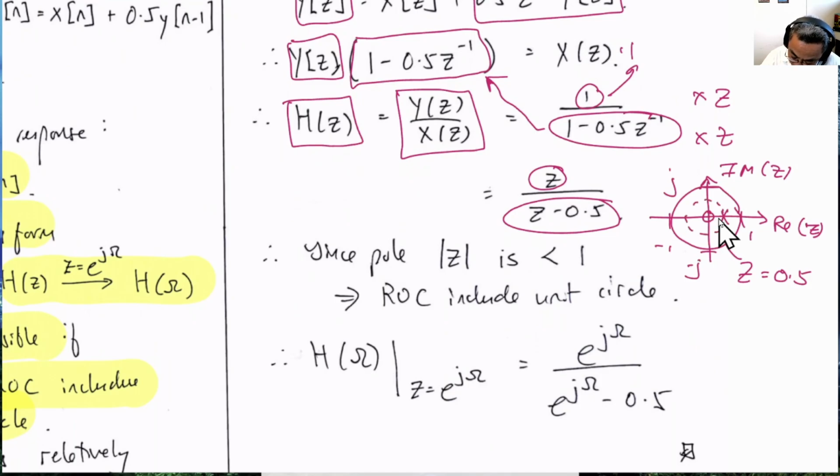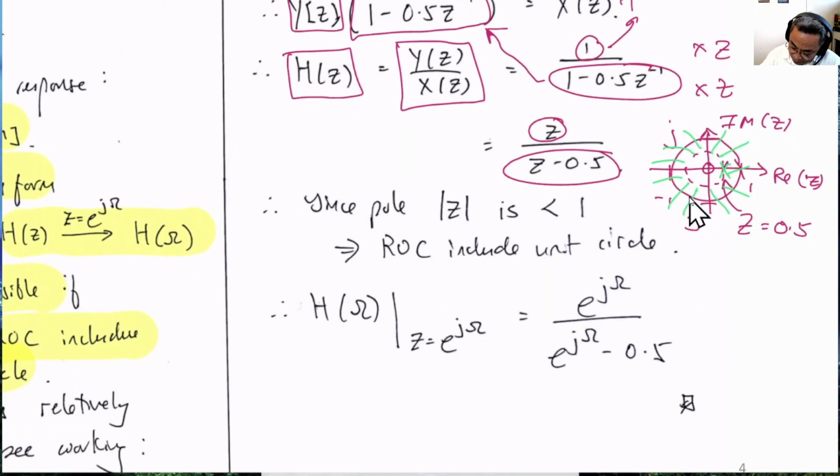So I'm now going to sketch in green. The ROC is external to this circle with radius 0.5 because the pole is sitting at positive 0.5. Since the ROC touches the unit circle, therefore these values along the unit circle exist. So what is this value along the unit circle?